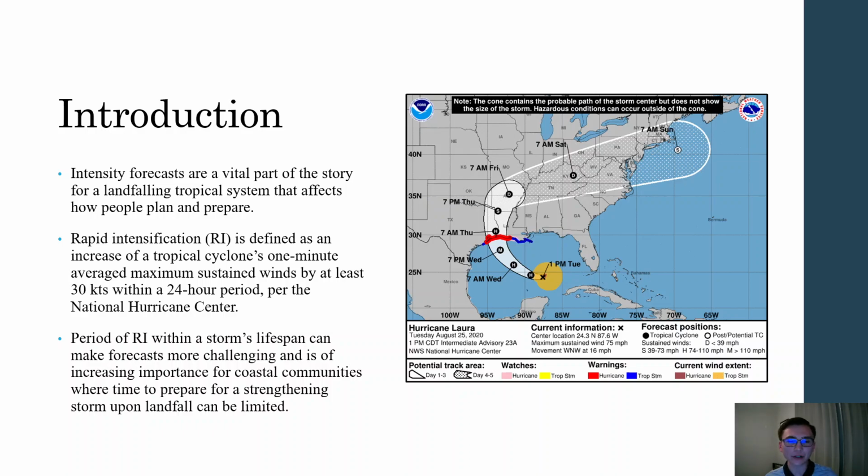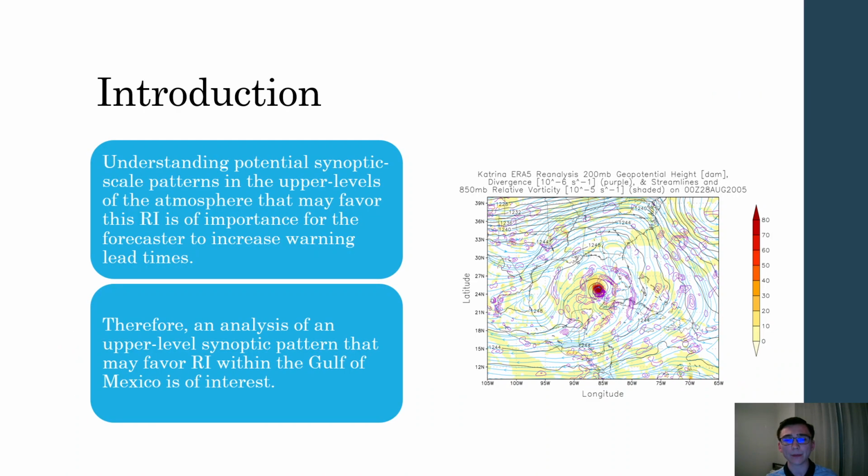Now, periods of RI, or rapid intensification, within a storm's lifespan can make forecasts a little bit challenging. Take Hurricane Otis, for example, a couple of years back. These periods are of course of high importance for any coastal communities where some of that time to prepare may be limited for a strengthening system. For example, here, Hurricane Laura back in 2020.